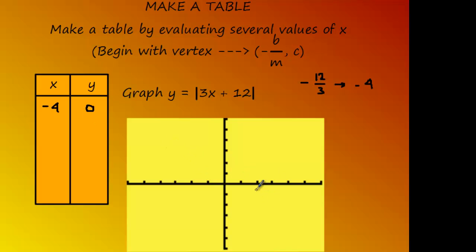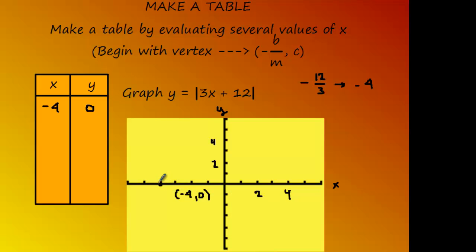So when we go to graph, again, make sure your graphs have scales on them. So we'll put the scale on here like this. Make sure your axes are labeled. And then we want to go over -4 and up 0. So our coordinate is right there, that's our vertex. Now, we know that it's a V shape, so we know it's going to go up on one side and up on the other. So we want to choose an x value to the right of the vertex and an x value to the left of the vertex.